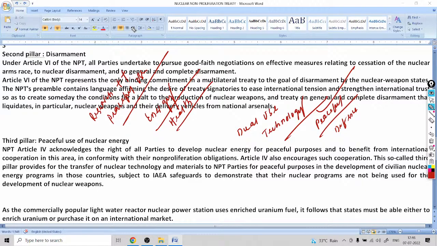Fine. So NPT Article 4 acknowledges the right of all parties to develop nuclear energy for peaceful purposes and to benefit from international cooperation in this area, in conformity with their non-proliferation obligations. Article 4 also encourages such cooperation. This so-called third pillar provides for the transfer of nuclear technology and material to NPT parties for peaceful purposes, in the development of civilian nuclear energy programs in those countries, subject to IAEA safeguards. The International Atomic Energy Agency has come up with safeguards.